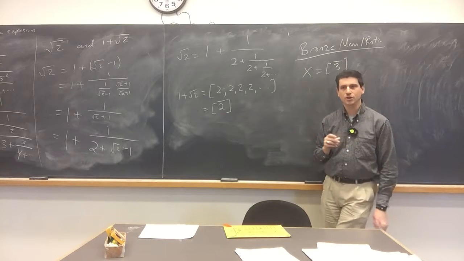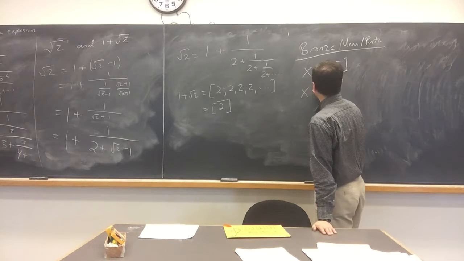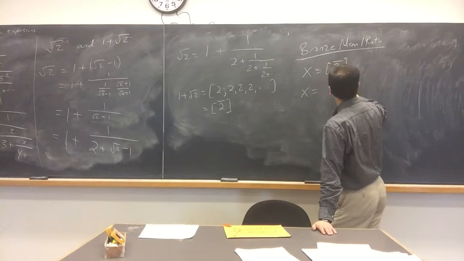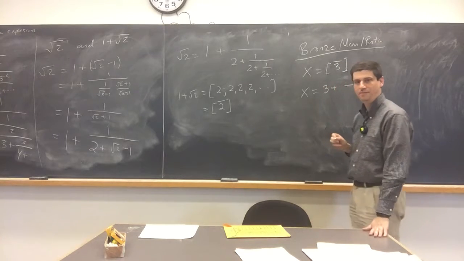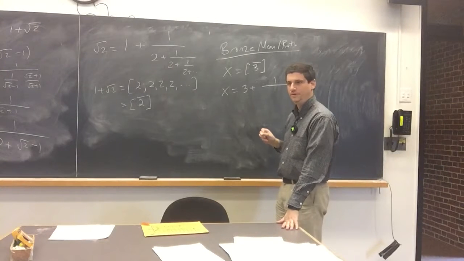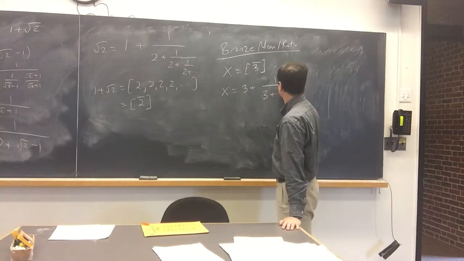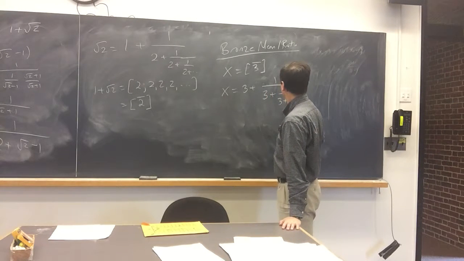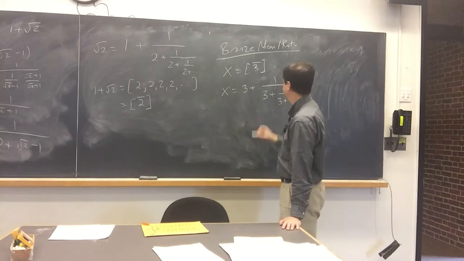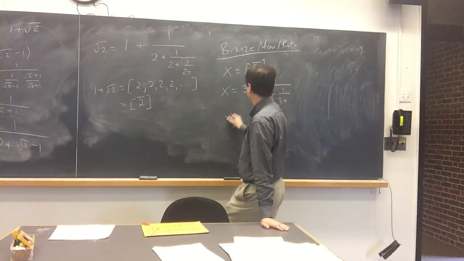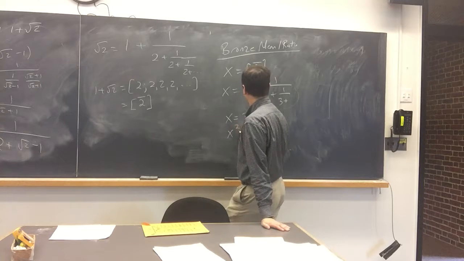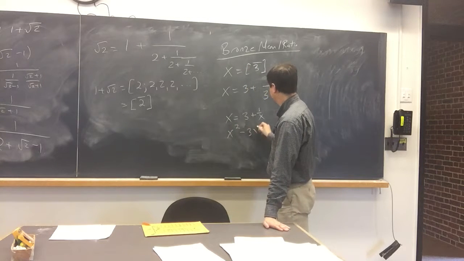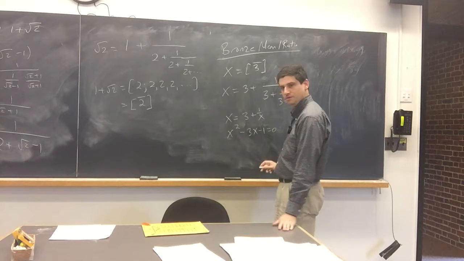Okay? So that means x equals 3 plus 1 over what? 3 plus 1 over 3 plus 1 over... But what is all this stuff in the denominator? It's x. So x equals 3 plus 1 over x, so x squared minus 3x minus 1 equals 0.